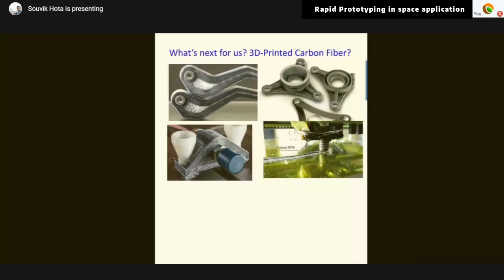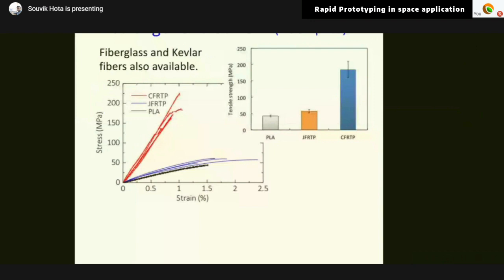And here I can show the research output of our research. In it we are comparing PLA, polylactic acid, a linear aliphatic thermoplastic polyester. It is derived from 100% renewable sources. Then JFRTP is nothing but jute fiber reinforced thermoplastic, and CFRTP is nothing but carbon fiber reinforced thermoplastic.